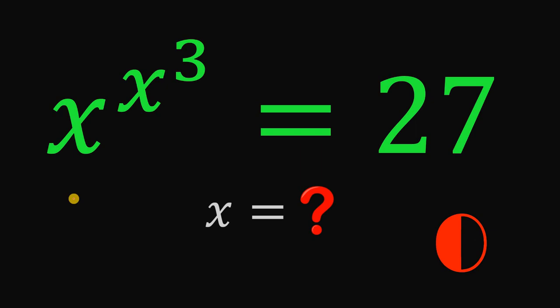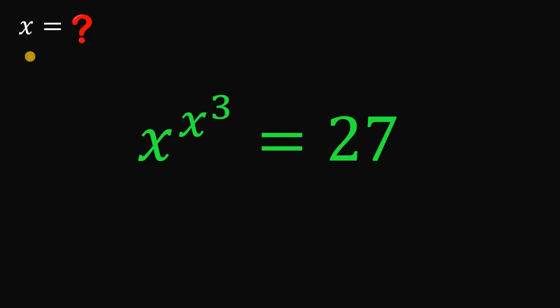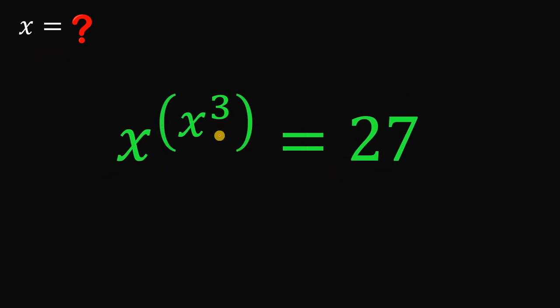And now, let's answer this question together. Alright, so our goal here is to solve for the real value of x, given this equation, x raised to x raised to 3 equals 27. So, first thing we need to do is to take note that x raised to x to the 3 can be written as x raised to the power of x raised to the power of 3.